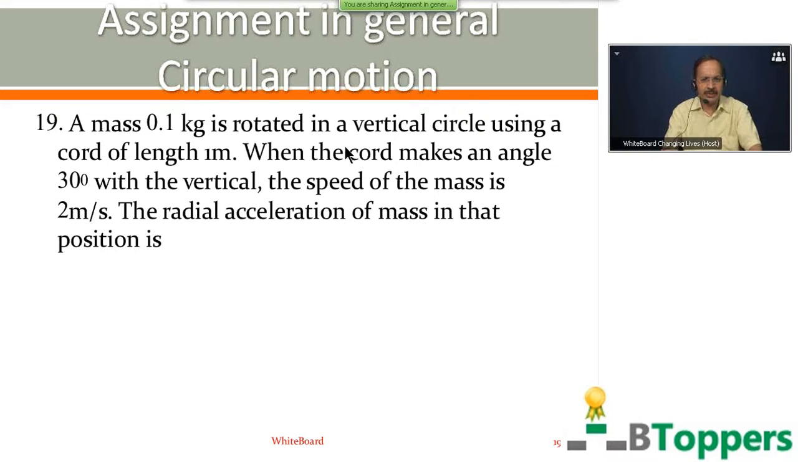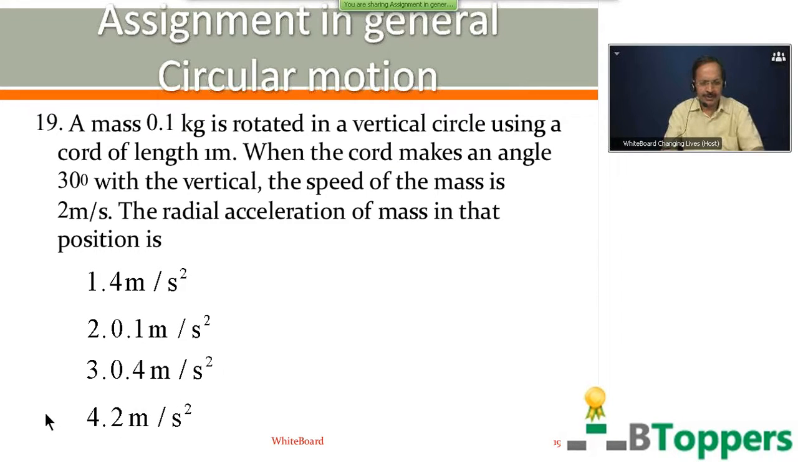Mass 0.1 kg is rotated in a vertical circle using a cord of length 1 meter. The cord makes an angle of 30 degrees with the vertical. The speed of the mass is 2 meters per second. The radial acceleration of the mass in that position is... Come on, try the question.